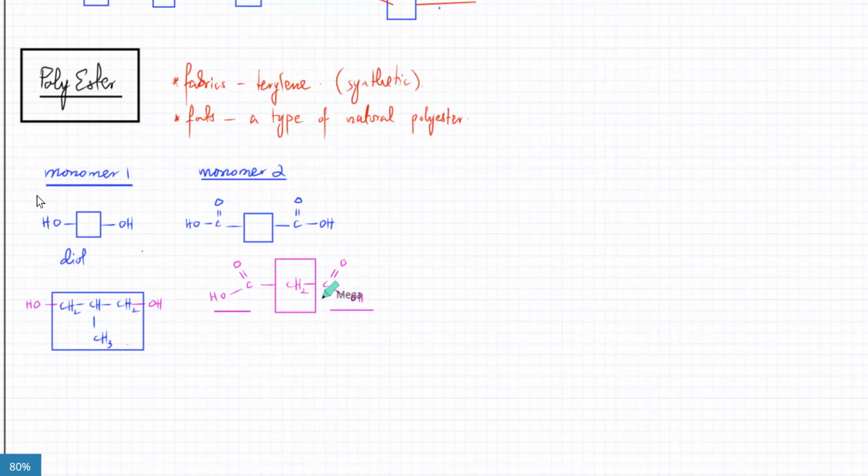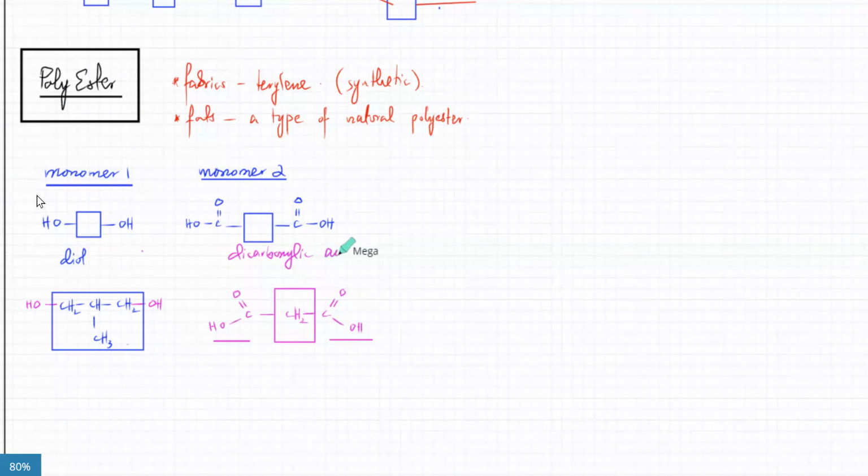So this one is called a dicarboxylic acid. इसका नाम कर लेते हैं. Okay, this one is called a dicarboxylic, which basically means it's got two carboxylic acid groups on both sides. ठीक है, di simply means two.